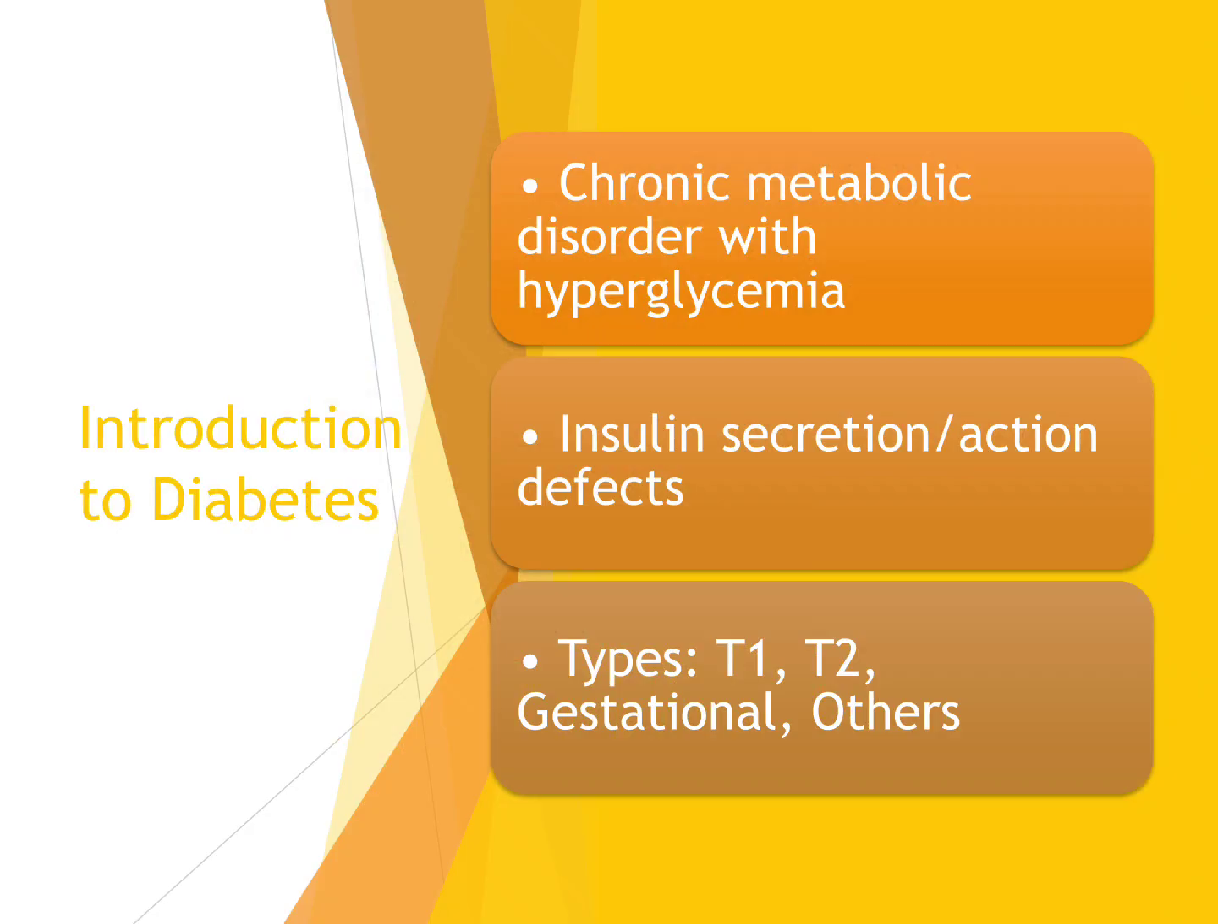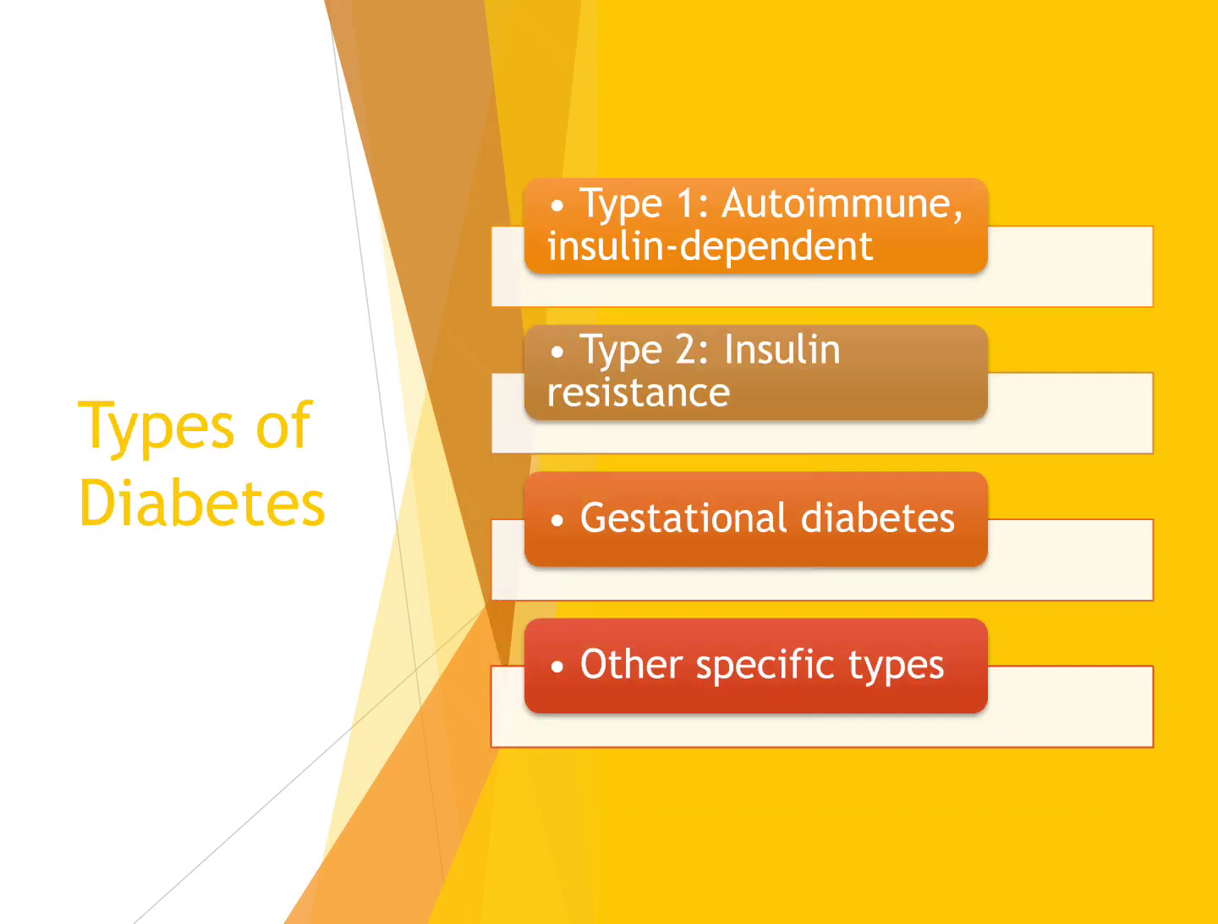Diabetes mellitus is a chronic metabolic disorder characterized by persistent hyperglycemia. It occurs due to defects in insulin secretion, insulin action, or both. If not properly managed, diabetes leads to significant acute and chronic complications, making early diagnosis and ongoing monitoring essential.